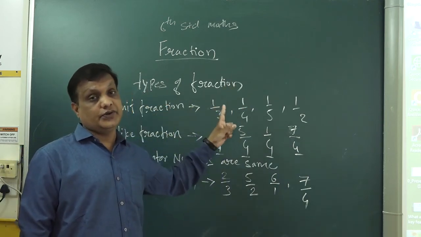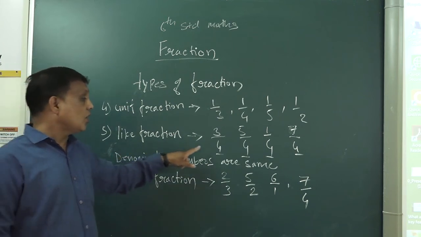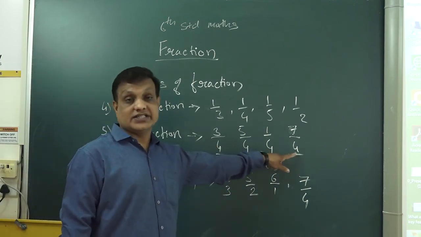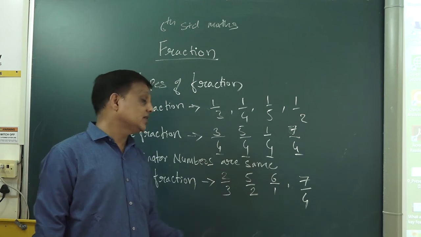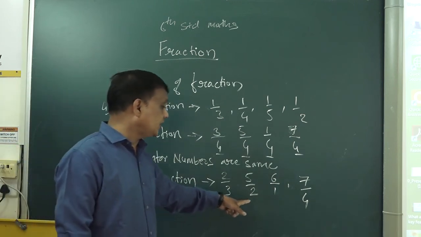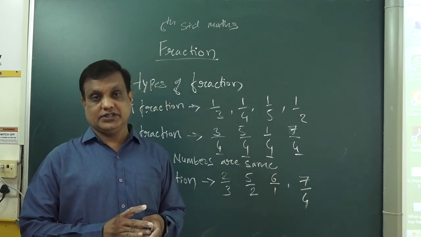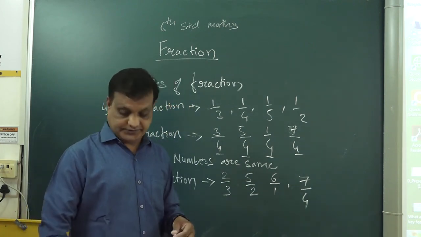That is called unit fraction. Like fraction: all denominators are the same. That is called like fraction. And the last one, unlike fraction: all the denominators are different. That is called unlike fraction.